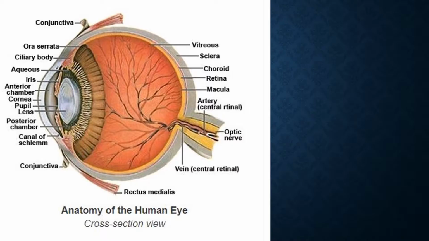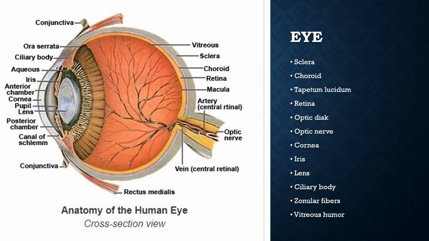Alright, so first we're going to start with a coronal cross-section of the human eye. And in this slide, I'm just going to present the terms that I'm responsible for covering in this section.